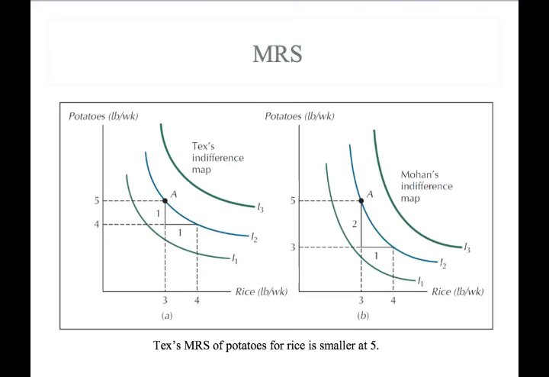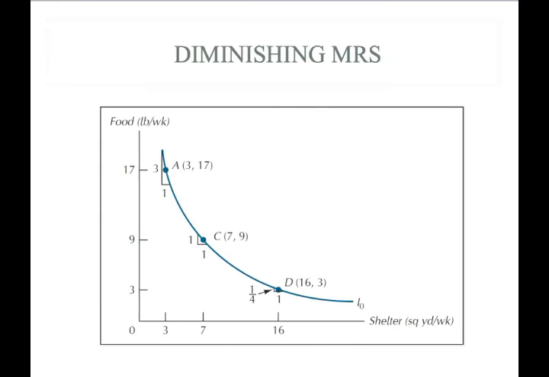But if we look at Mohan's indifference map, if he starts at 4 and then moves back to 3 units of rice per week, how much potatoes does he need in return in order to be offset by this drop of 1 unit of rice? In order for him to be indifferent between that situation, he has to gain 2 units of potatoes.